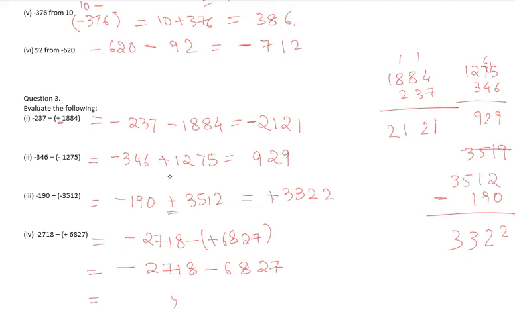7 plus 8 is 15, that's 5, 1 carry. 3 plus 1 is 4, 8 plus 7 is 15, 1 carry. So this is 8 plus 2 is 10 and the sign remains as minus.